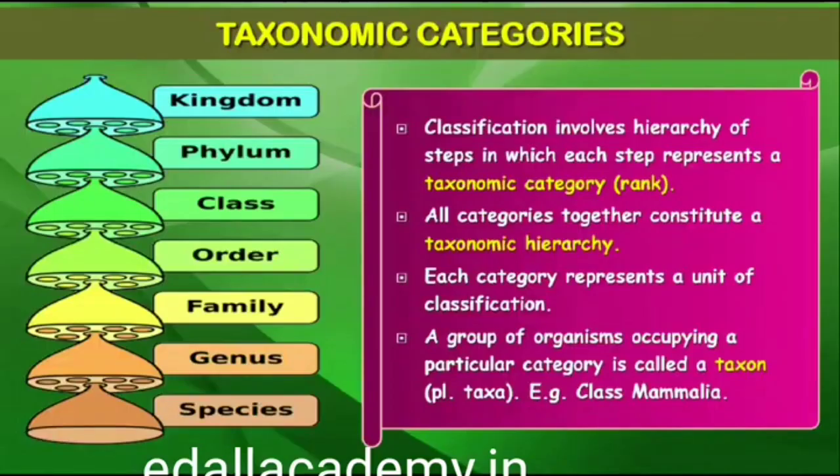1.3 Taxonomic categories. Classification is not a single-step process but involves hierarchy of steps in which each step represents a rank or category. Since the category is a part of overall taxonomic arrangement, it is called the taxonomic category, and all categories together constitute the taxonomic hierarchy. Each category, referred to as a unit of classification, in fact, represents a rank and is commonly termed as taxon, plural, taxa. Taxonomic categories and hierarchy can be illustrated by an example.